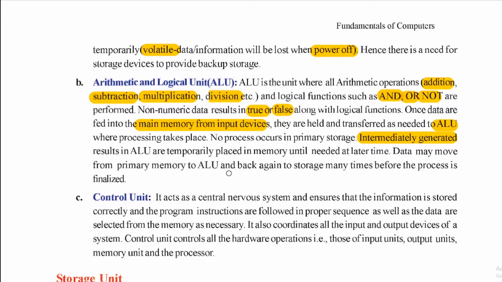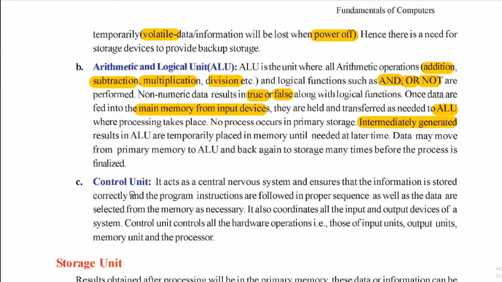There is data movement many times between the primary memory and the arithmetical logical unit, because sometimes the arithmetical logical unit cannot store. It does the calculation, and during the calculation some intermediate results are obtained, which are transferred back to the primary memory. When they are needed again, they are fetched. So before the final result is obtained, there is a lot of data movement between the primary memory and the arithmetical logical unit.